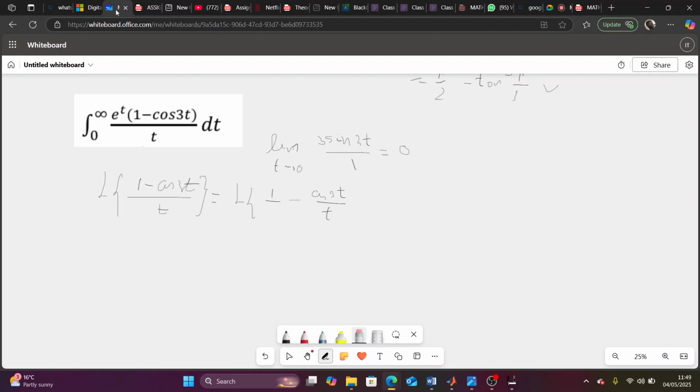So this one I need to erase. Basically what we are solving is the Laplace of 1 minus cos 3t. Do you see it, Mr. Trinity? So what is the answer, my bro? Laplace of 1 is 1 over p, right? Laplace of cos 3t, let me check the formula again, is p over p squared plus 9. Yes, plus 9.